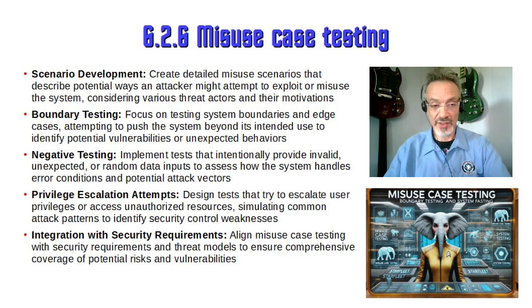Privilege escalation attempts. Misuse case testing can also involve attempts to escalate privileges, trying to gain unauthorized access to higher level resources. Simulating these common attack patterns helps identify weaknesses in access control mechanisms. And integration with security requirements. Finally, all misuse case testing should align with the system's security requirements and threat models, ensuring that your tests cover all potential risks and vulnerabilities that are important to the organization.